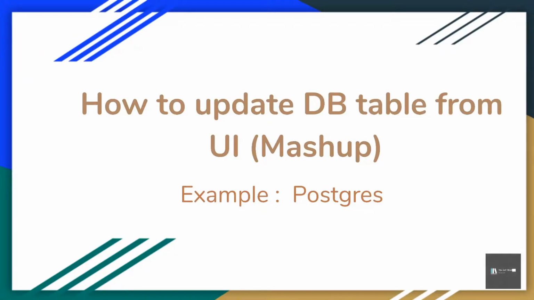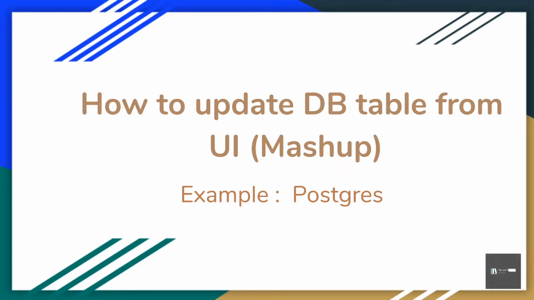Hi all. Today we are going to see how to update data table data from the front end, that is, a mashup. First we will query the data from the DB, and then put it into a runtime mashup using the advanced grid. In the grid advanced we will edit some rows, and then try to update the same data back into the DB. This is what we are going to do today.